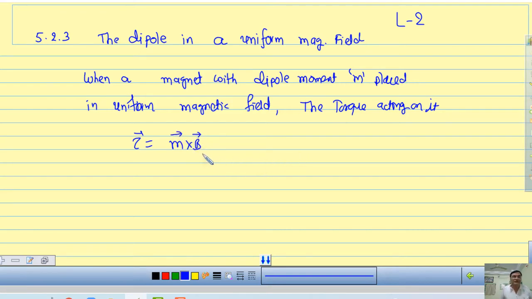As we know, for an electric dipole it is P cross E. It is very similar. We can derive this formula also, P cross E. So this is the torque acting on the magnetic dipole. The magnitude is MB sine theta. But we know that torque is equal to I alpha, which is equal to MB sine theta.